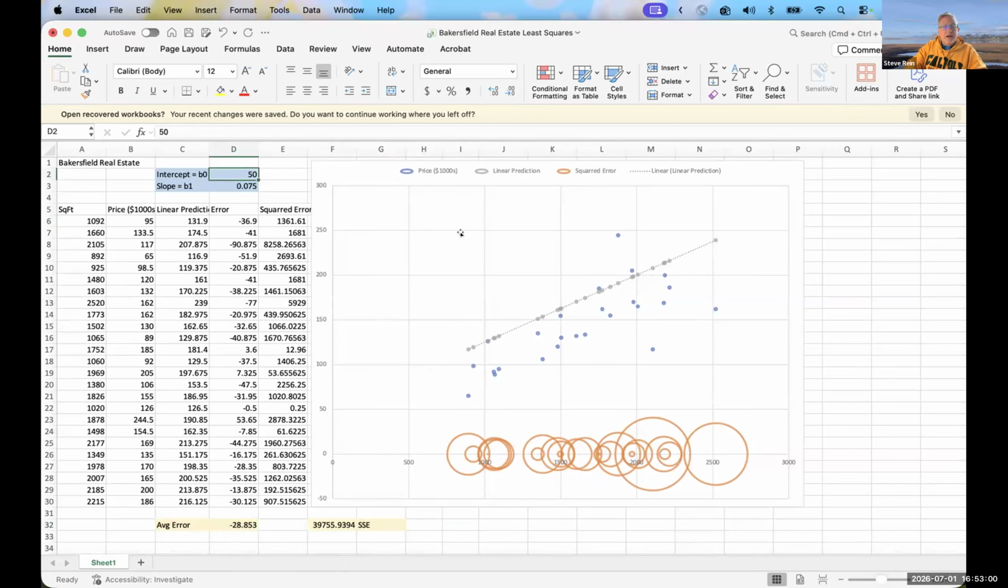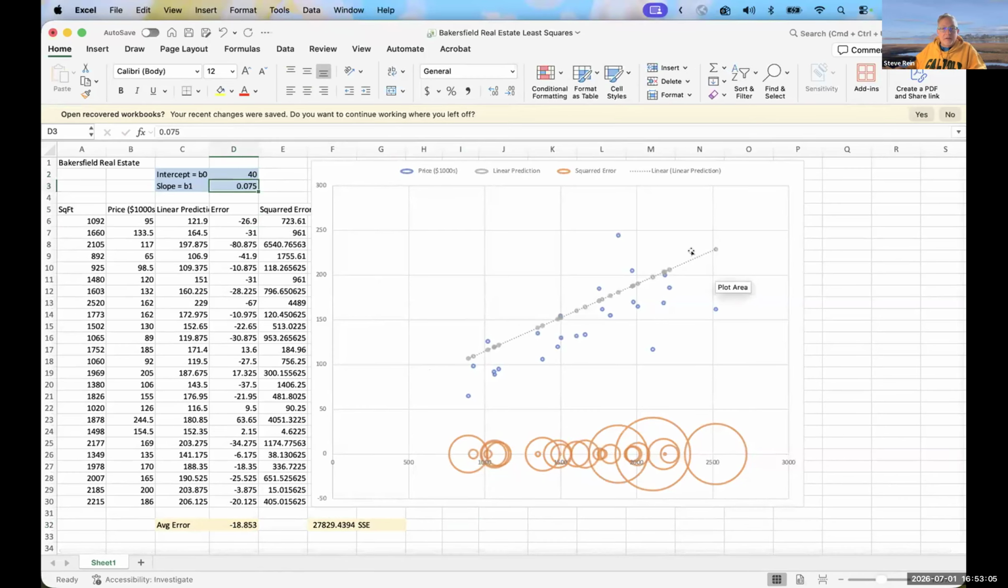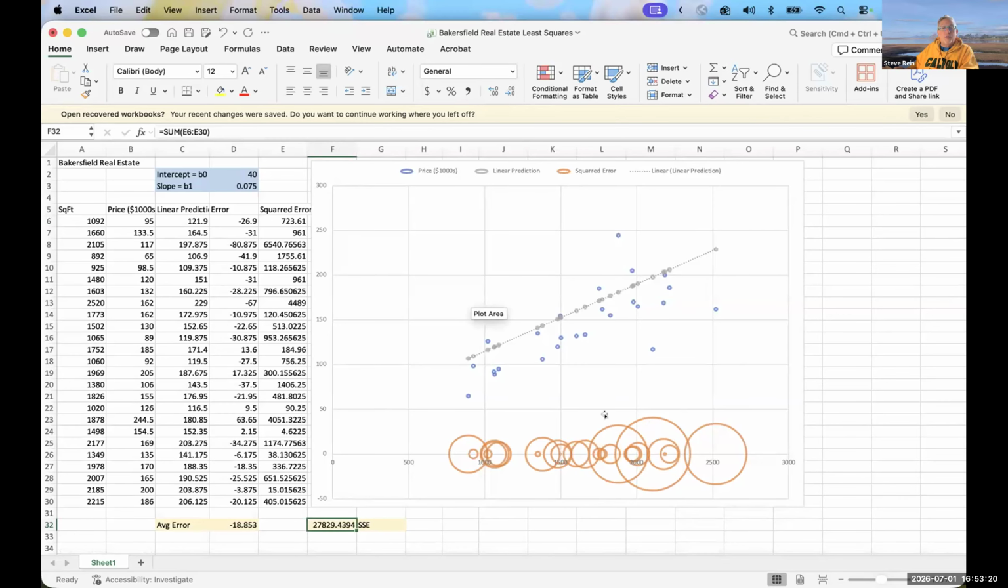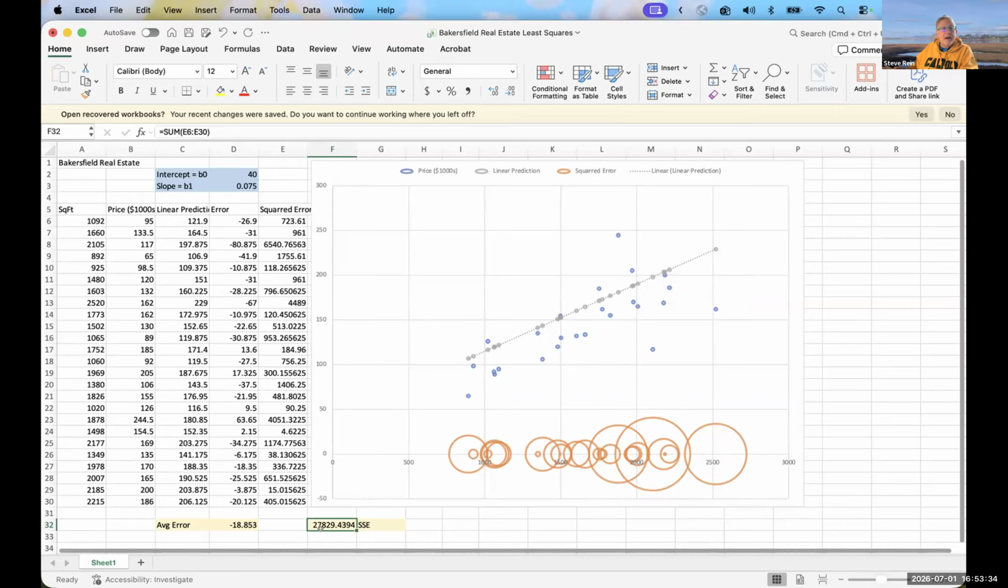What if I have a lower trend line and I go with 40 for now? Boom. It changes the line. It's a little bit lower than it used to be. My first error was negative 36.9. Now it's 29.6. My sum of squared errors is going down. You can see the circles in orange are a little bit smaller, excepting that one, which was much higher than the trend line. Now the trend line's gone down, and the bulk of the data points are fitting better. Smaller circles. The sum of the squared errors is like 28,000, and my average error is only negative 18.